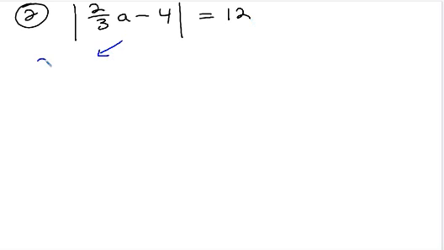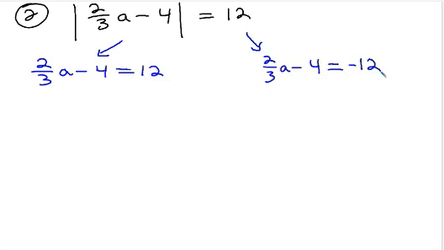I set it up the way it is. 2/3 a minus 4 equals 12. And then I also have to set it up as 2/3 a minus 4 equals negative 12. Because there's two numbers that when I take their absolute value, I get 12. I showed you two ways to solve this type of equation. One way was with a shortcut, and another way was using a reciprocal. I'm going to do each of them with both methods.